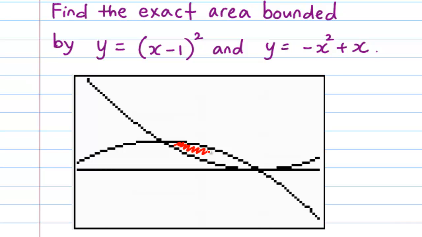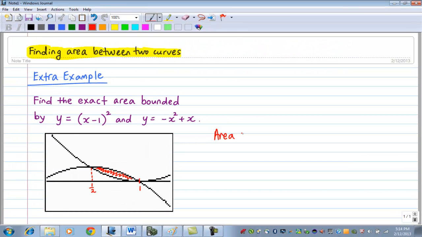To find this shaded area, since I know this is x equals half, and this is 1, what I'm going to do is integrate from half to 1 of the top graph minus the bottom graph. Take note that this top graph here is y equals negative x squared plus x, and the lower graph is y equals (x minus 1) squared. So integrate the top graph minus the bottom graph.